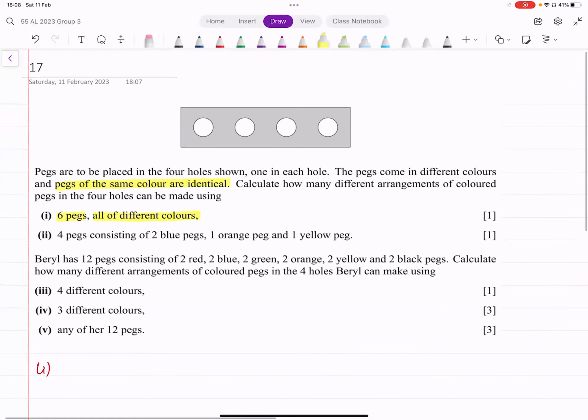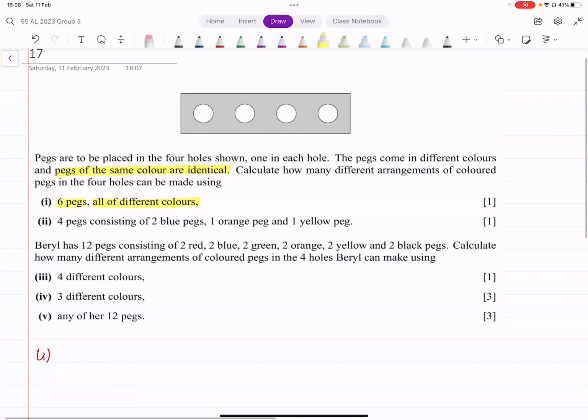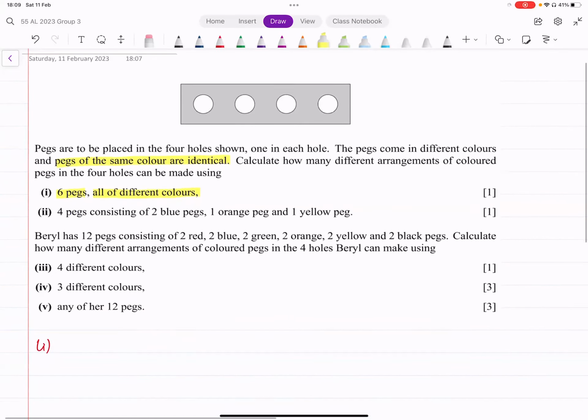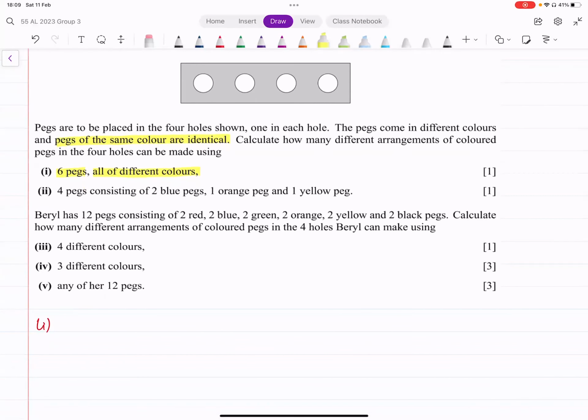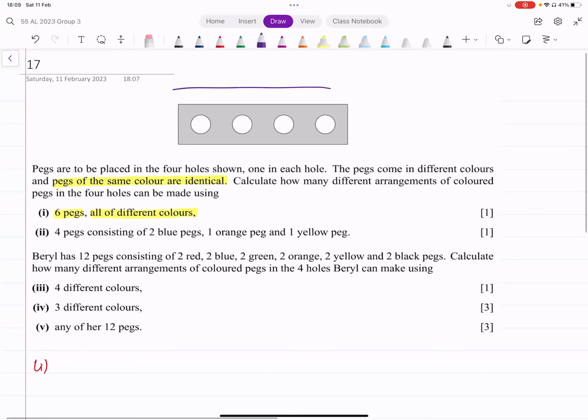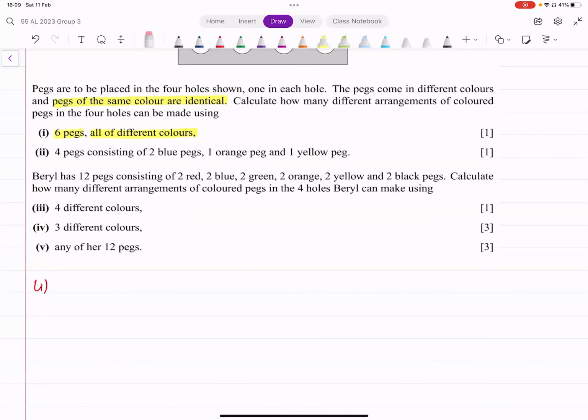All right, so we have 4 holes and we have 6 different colors. How many different arrangements of colored pegs in the 4 holes can be made using 6 pegs of all different colors? Now we've got 6 different colors, we have to place them in 4 holes. In how many ways can this be done? How many arrangements are possible? You've got 6 objects, 4 spaces.